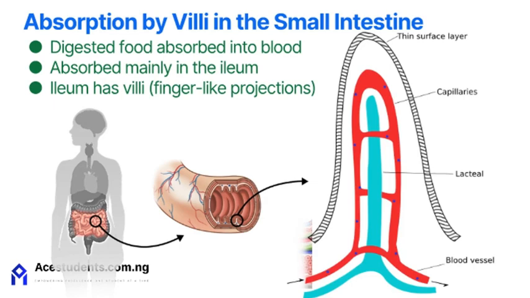Each villus has special structures. A thin epithelium for quick diffusion. Rich blood capillaries to absorb glucose and amino acids. And a lacteal, which absorbs fatty acids and glycerol.